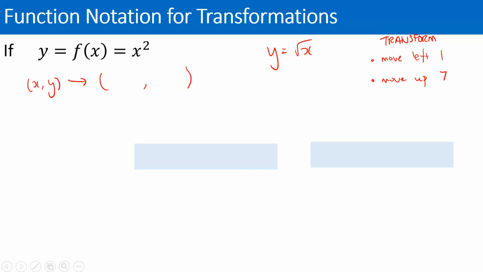Okay, X dash, Y dash. So how do I write out the sequence first? Original X, how do I move it to the left by 1? Original Y, how do I move it up by 7? Find out the new X, find out the new Y, replace the original. Replace the original, that's the key.